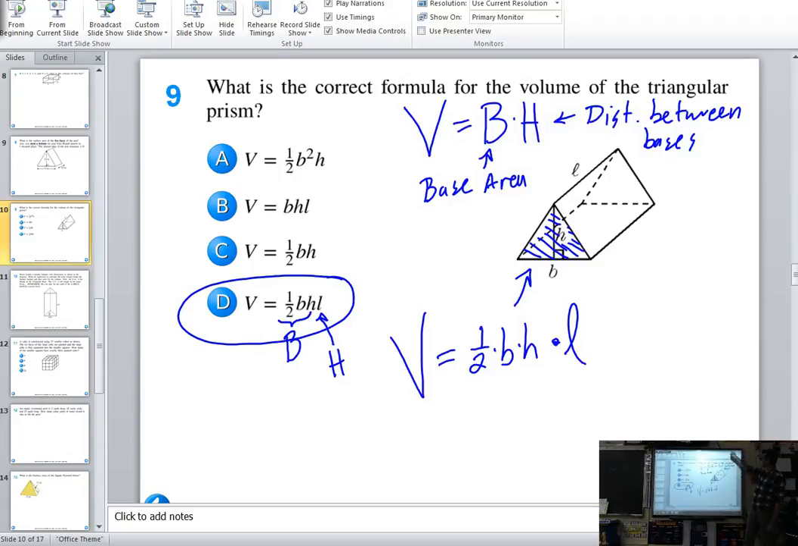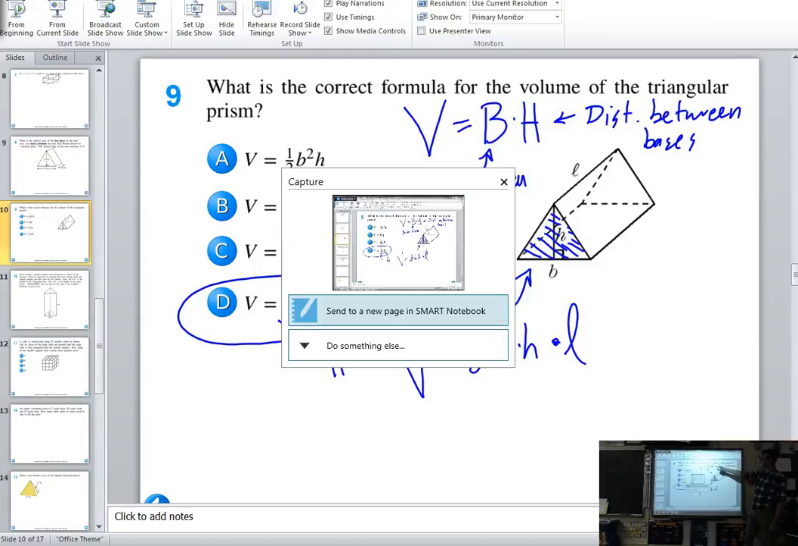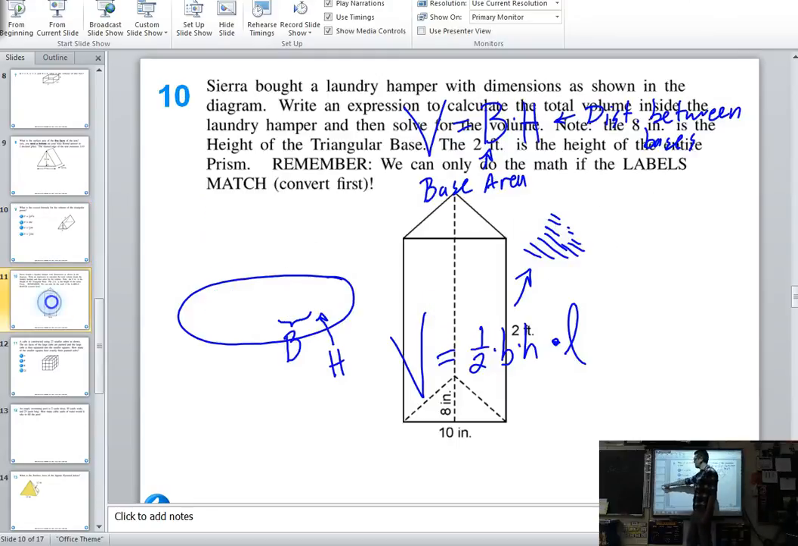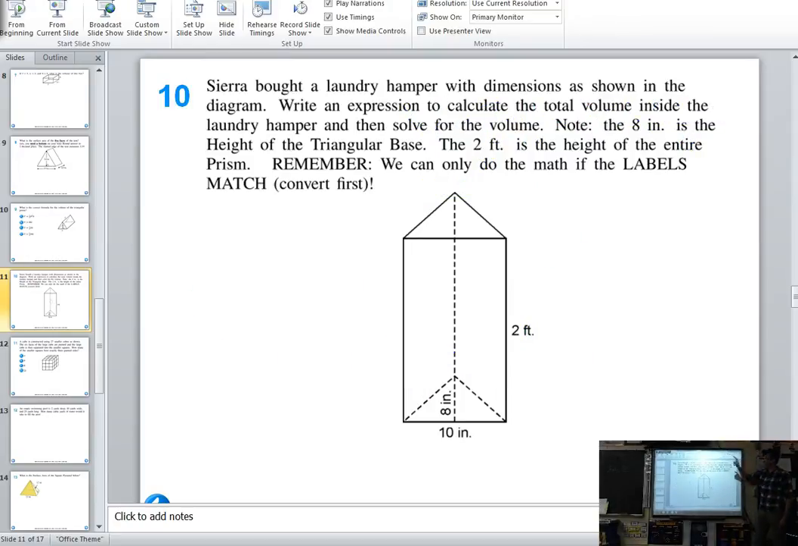So then when we come to our next problem, we're ready. All we have to do is half the little b, little h times the height. But we have one little problem. Who can tell me what the problem with this problem is? They're not all the same units. There are inches and feet, so you have to convert it.